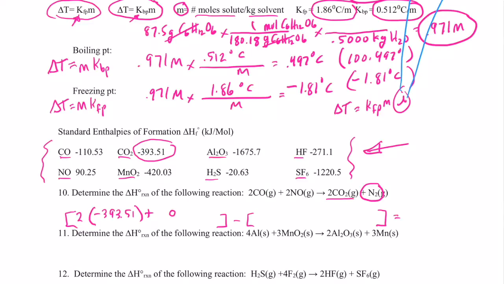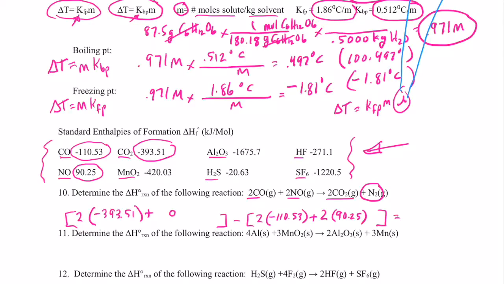Now on my reactant side, I have 2 COs and 2 NOs. So I'm going to subtract out the sum of the heat of formation of those reactants. So 2 times the heat of formation of CO would be 2 times a negative 110.53 plus 2 times the heat of formation of NO, which is a positive 90.25.